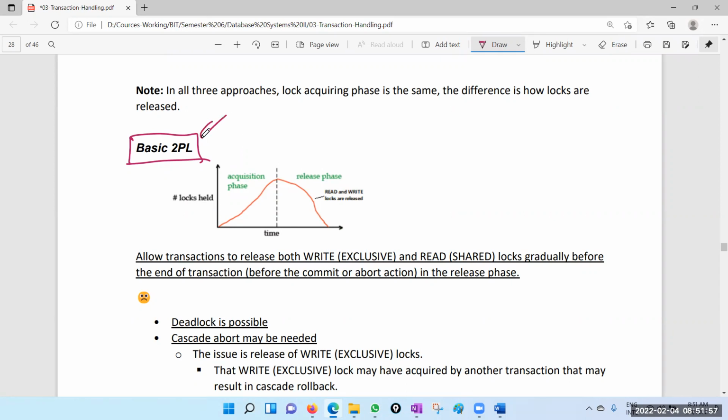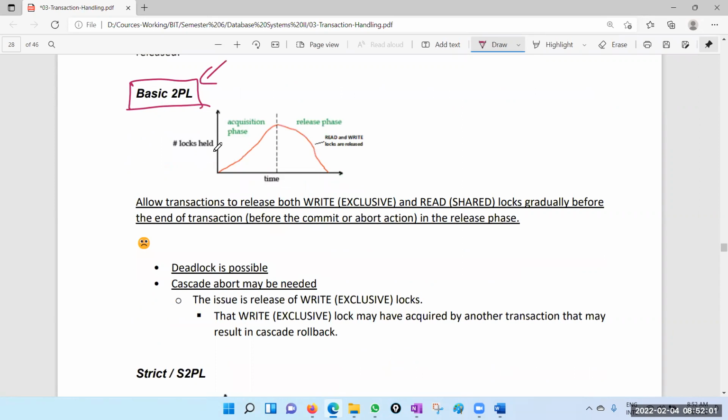Right. So what is basic two-phase locking? In basic two-phase locking, we have again two phases. That is why we say two-phase locking. So we have the acquire phase where we acquire locks.